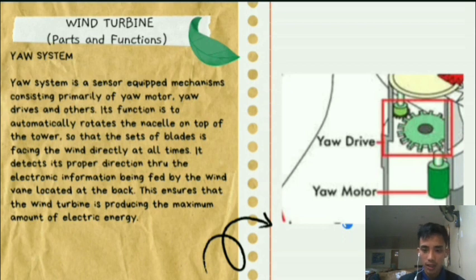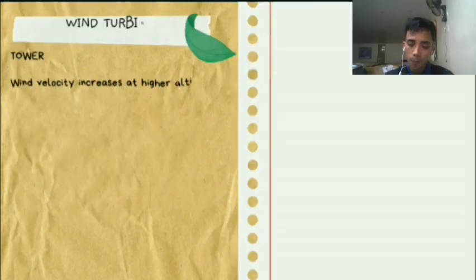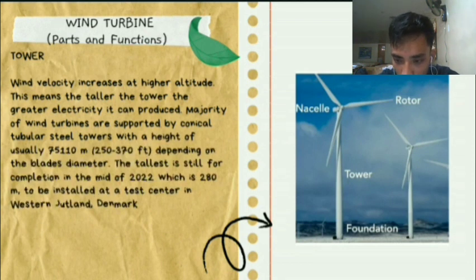At pang-last natin is yung tinatawag nating tower. Sabi po dito, wind velocity increases at a higher altitude. This means the taller the tower, the greater electricity it can produce. Majority of the wind turbines are supported by conical tubular steel towers with a height of usually 75 to 110 meter, or it consists of 250 to 370 feet, depending on the blade's diameter.